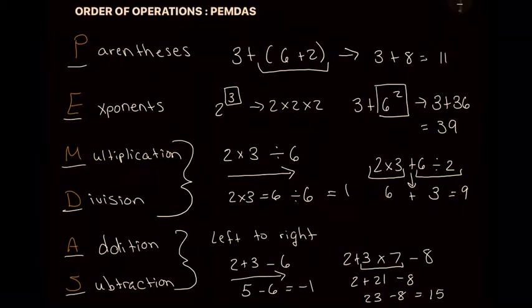In conclusion, the acronym PEMDAS tells us the order in which we must compute different operations in a given expression. And we're told to do parentheses first, then exponents, then multiplication and division, and lastly, addition and subtraction.